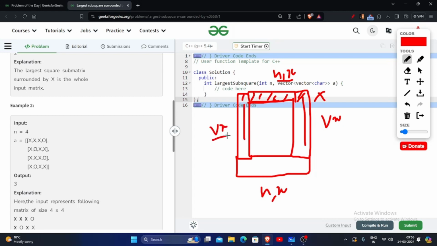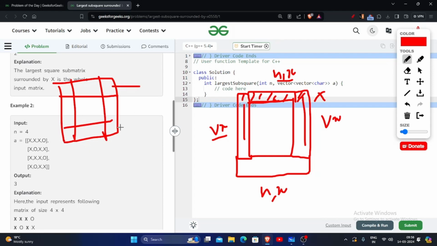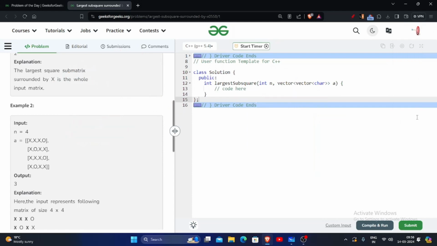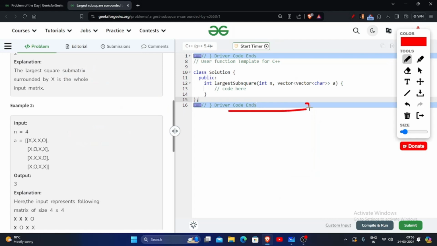I think this is clear. For considering a square, we are concerned about four sides, and for these two, we are concerned about horizontal X, and for these two, we are concerned about vertical X. And yes, they all have to be equal and all have to be X. So if you are able to relate to this, we need to know the number of X here, the number of X here, the number of X here, the number of X here.